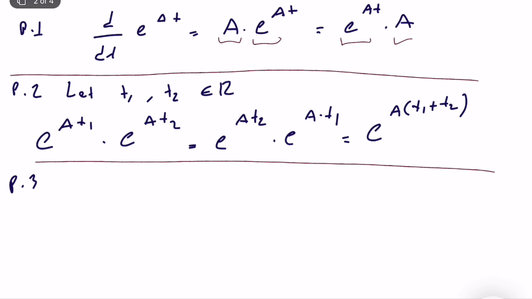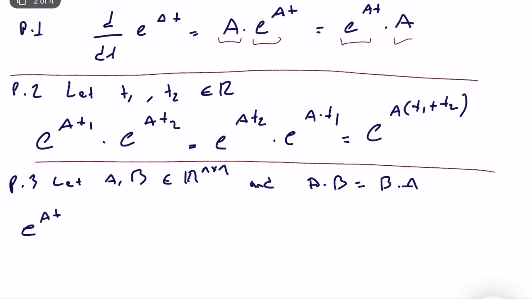Proof. Okay, that's nice. So in general, let A be an element of R^(n×n). So A and B are two different square matrices, and given that A times B is equal to B times A, if A and B are commutative matrices, then we know that e^(At) times e^(Bt) is equal to e^(Bt) times e^(At).